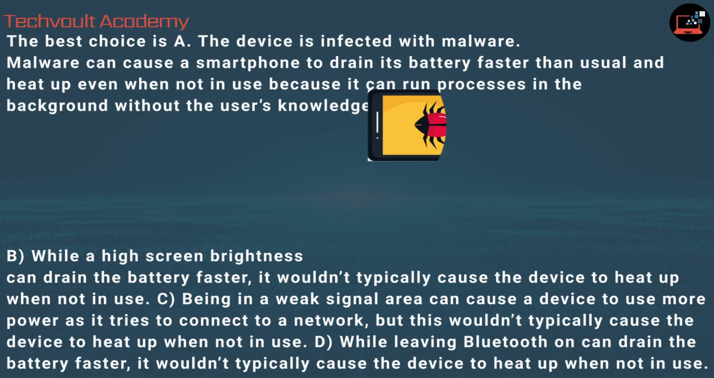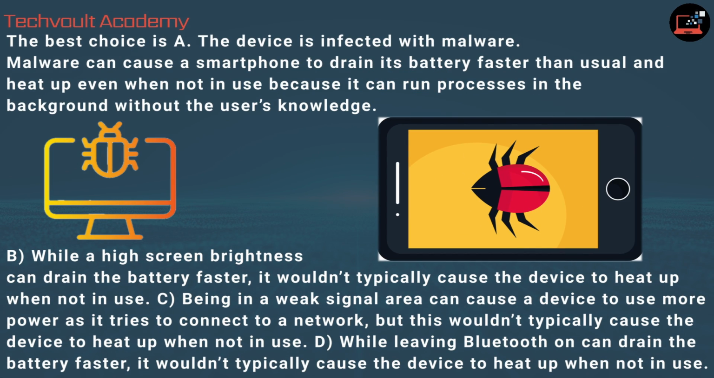The best choice is A. The device is infected with malware. Malware can cause a smartphone to drain its battery faster than usual and heat up even when not in use because it can run processes in the background without the user's knowledge. B. While a high screen brightness can drain the battery faster, it wouldn't typically cause the device to heat up when not in use.